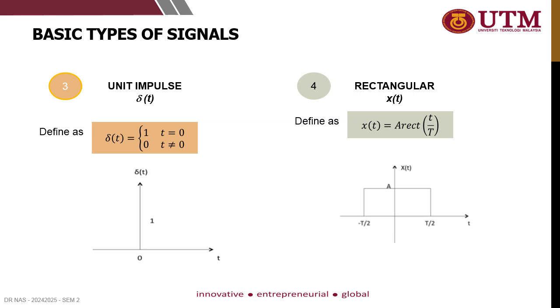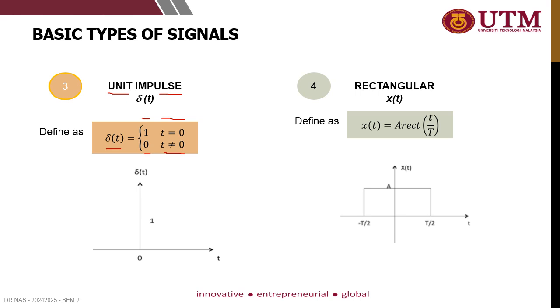Okay, and then what is unit impulse? Unit impulse, unit means 1, so impulse is something like beats. Okay, so unit impulse is given as delta(t), and the amplitude is always 0 when t is not equal to 0, and the amplitude is 1 when t equals 0. Okay, just as the graph shown here.